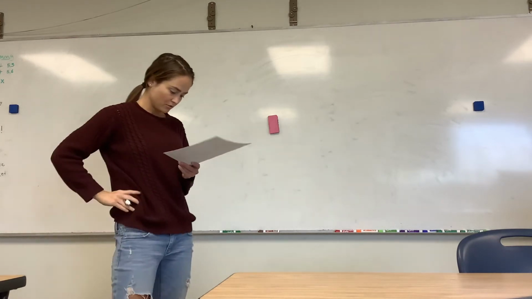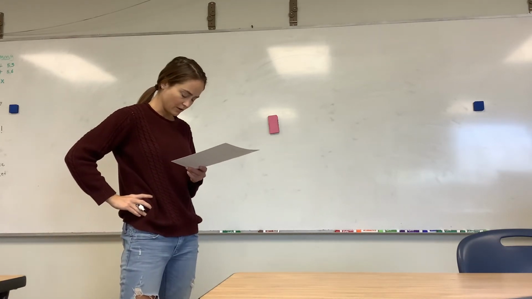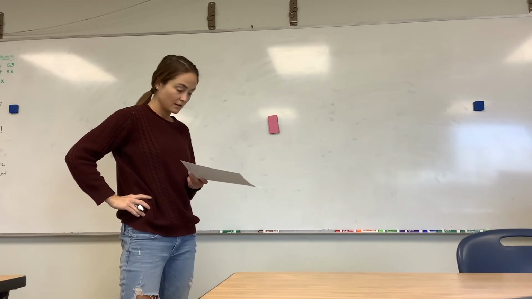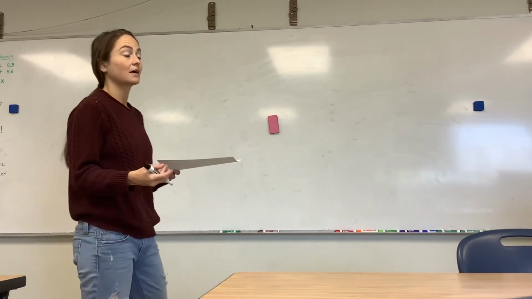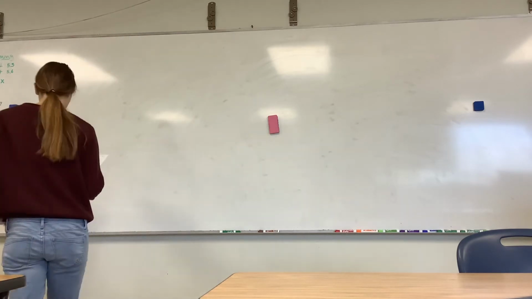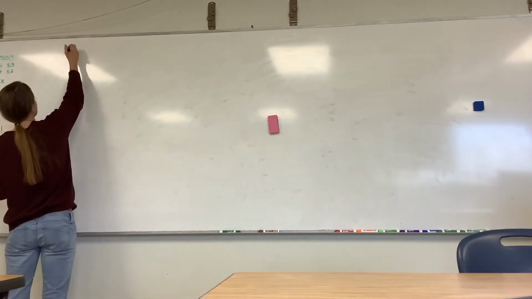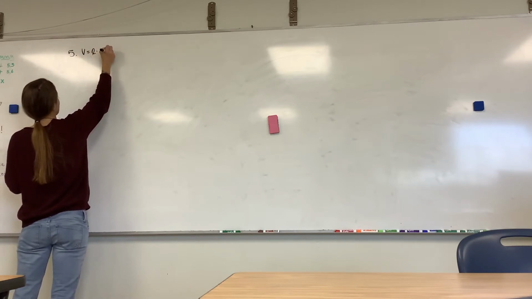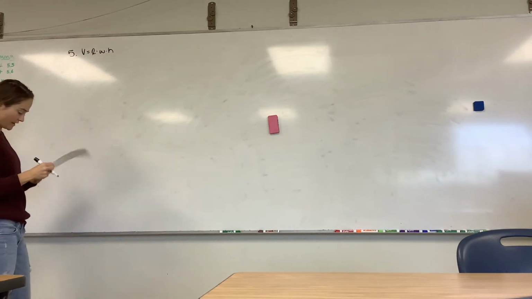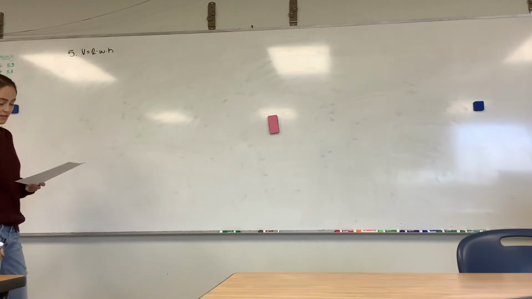Find an expression to represent the volume of the rectangular prism. So volume is not very much more difficult than area, except for it's length times width times height. So, if we look at number 5, we know that volume is equal to length times width times height. And I've given you a length times width times height there.